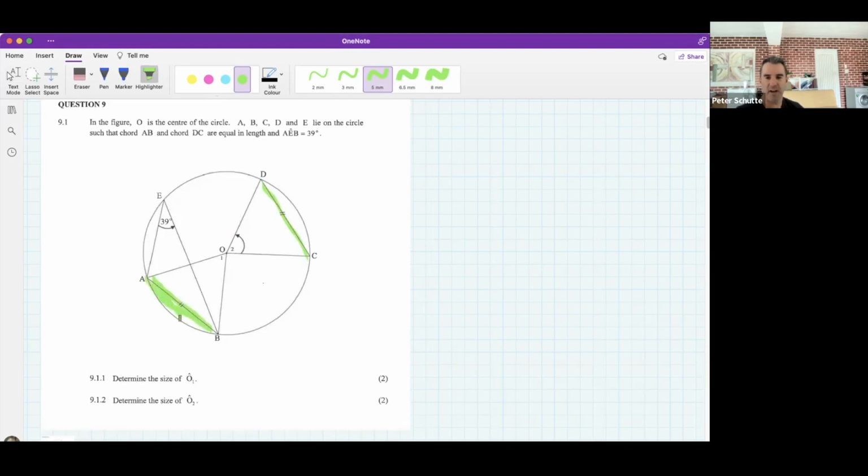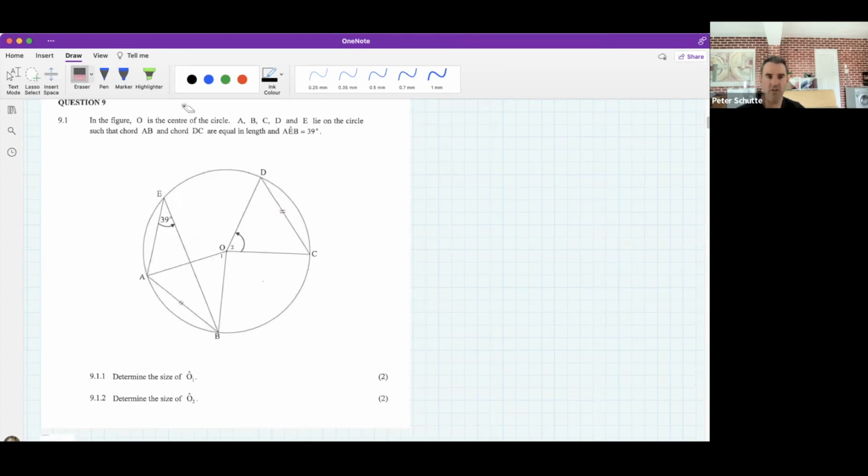Yeah, and I see equal chords, equal angles, or angles subtended by the same chord. I think the reason that we normally use is equal chords, equal angles, but that is something to bear in mind as we go into this question. Okay, so let's start. The question is asking you, what is O1? So that's O1, and what is O2, which is this here? And I want you to work that out for me now.